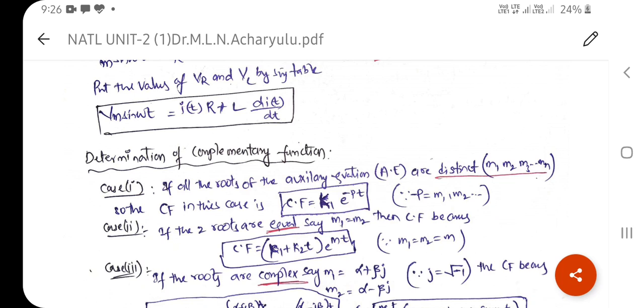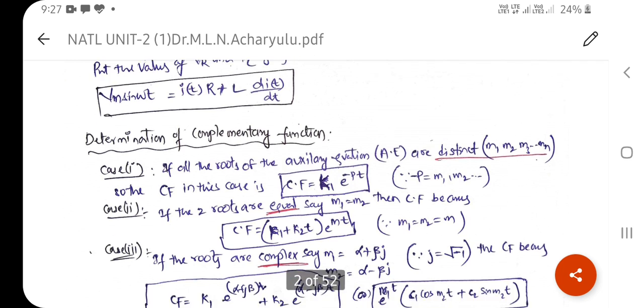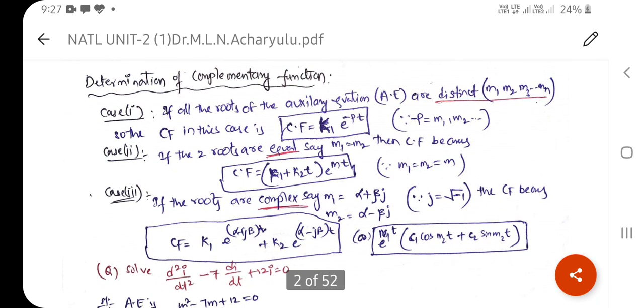If you want to find the complementary function of the RL circuit, it is c1 e power minus (R by L) t. That is the resultant equation for the RL circuit. Now we come to the determination of the complementary functions, which we already need. You know that in engineering mathematics you did a lot of problems in differential equations, so you must solve all these problems in mathematics.